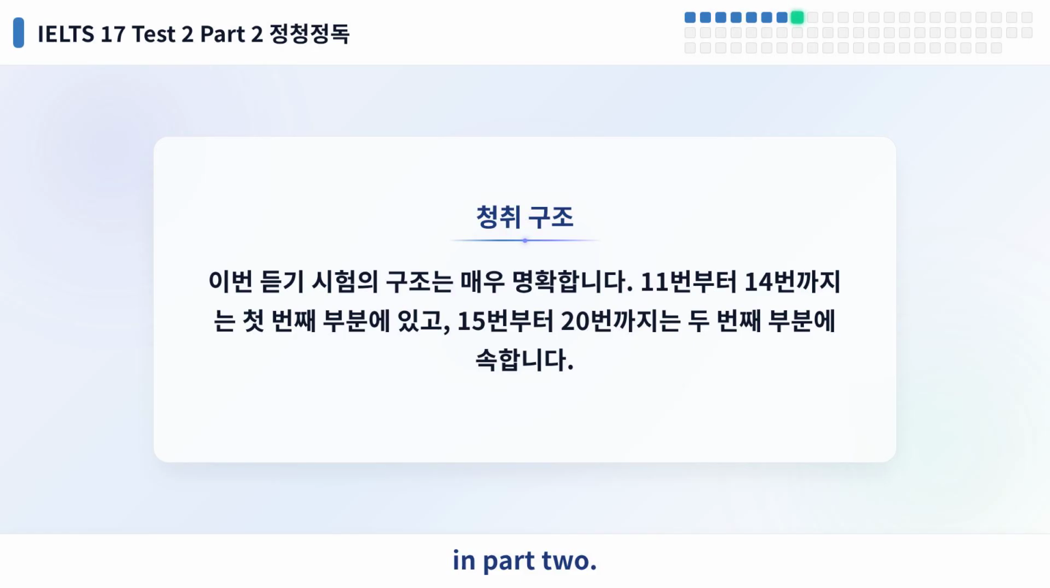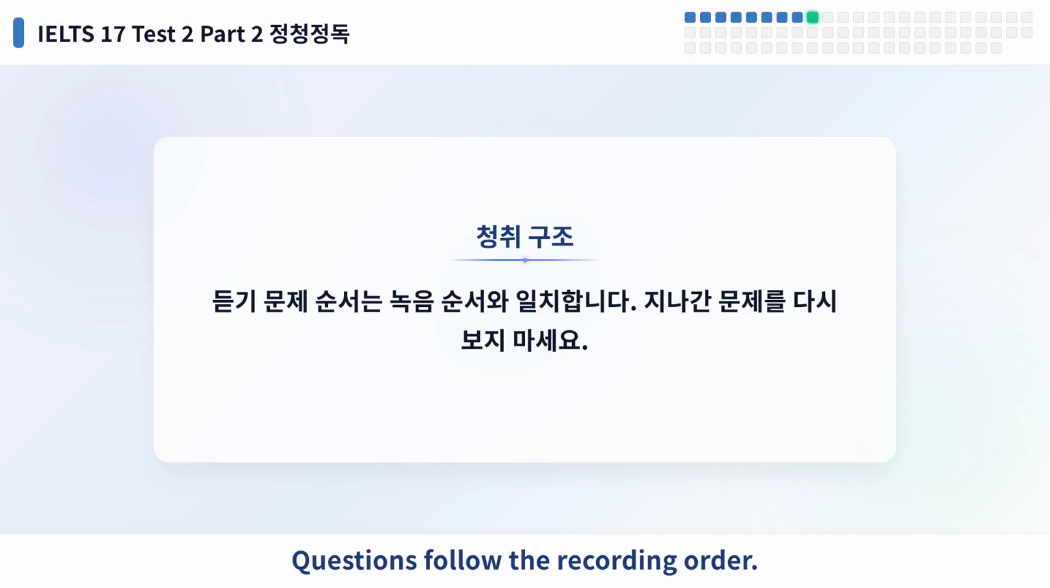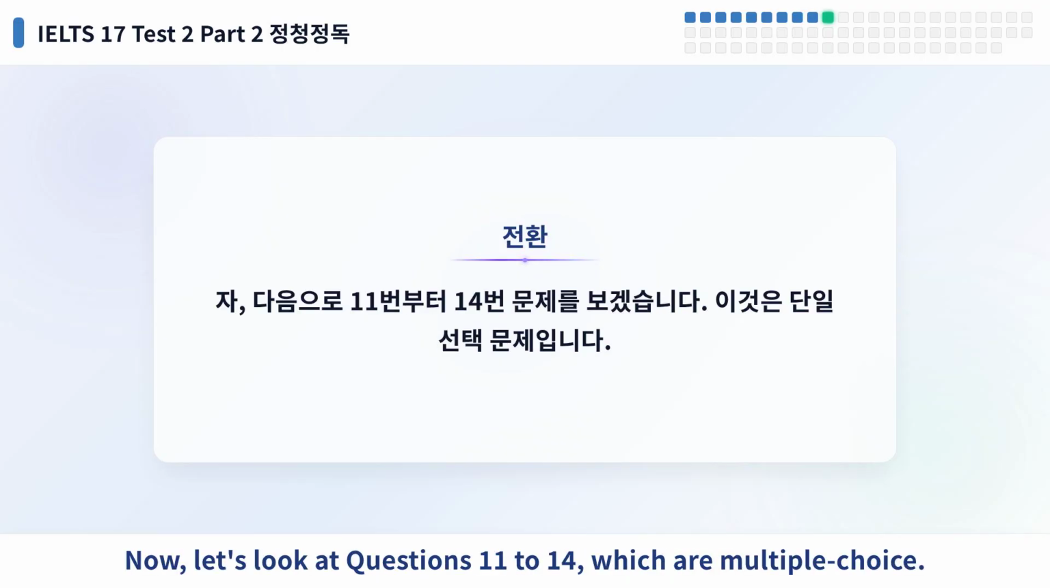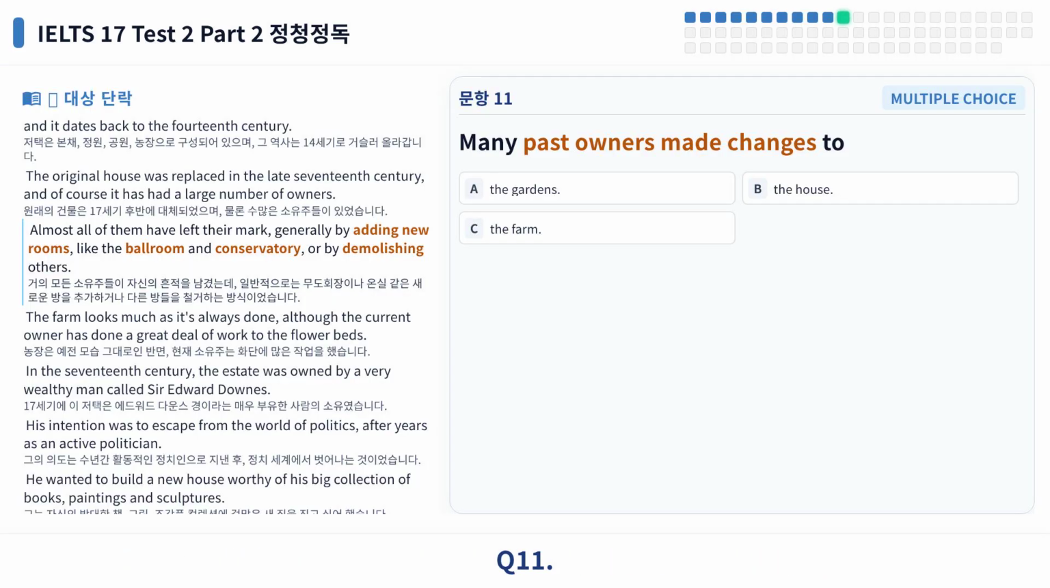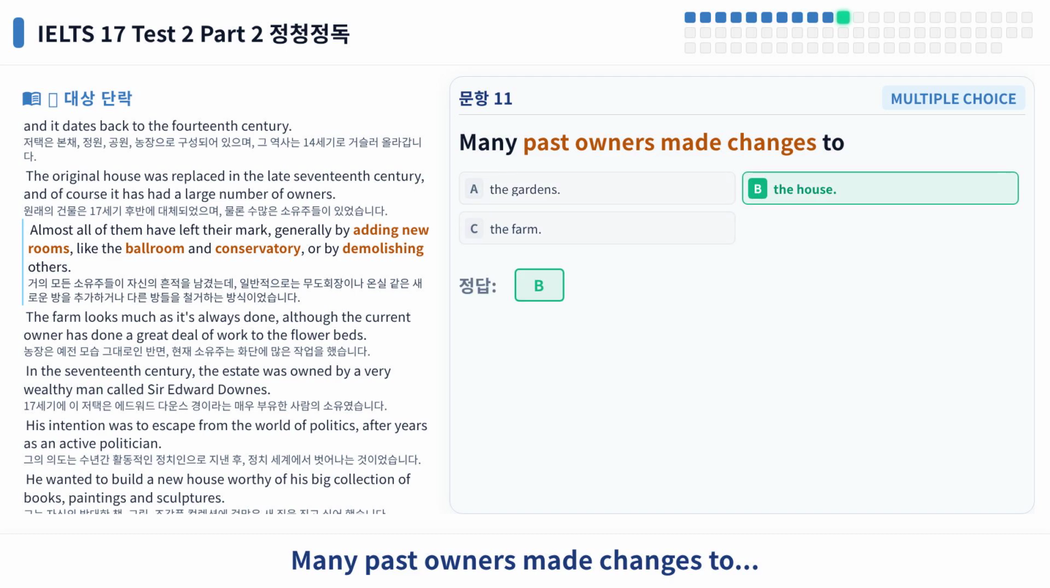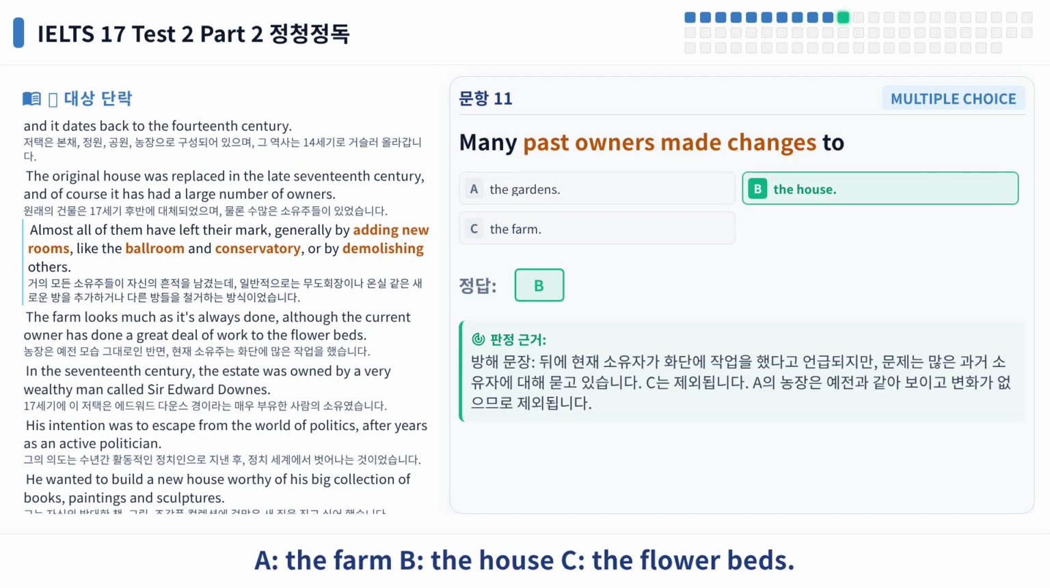The structure is clear. Questions 11 to 14 are in Part 1, and questions 15 to 20 are in Part 2. Questions follow the recording order. Don't go back to past questions. Now, let's look at questions 11 to 14, which are multiple choice.